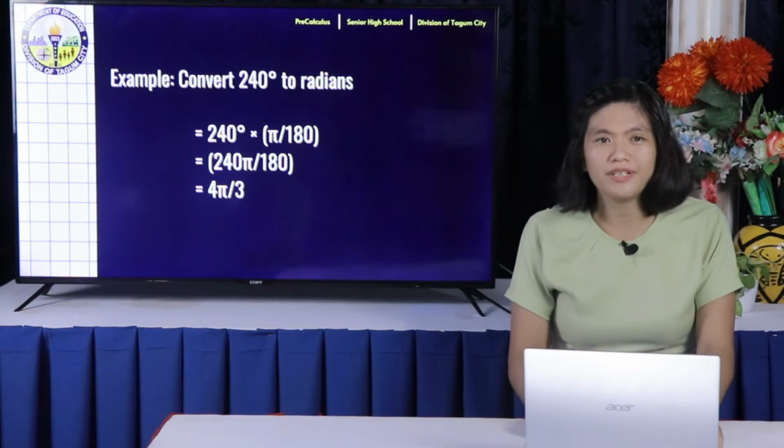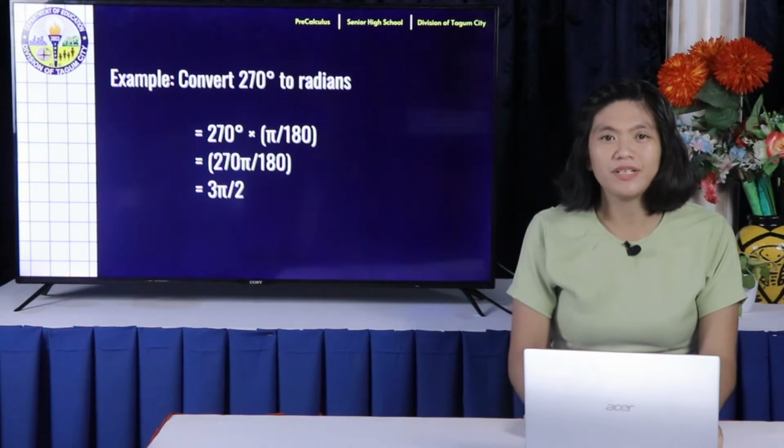Example number 1. We have 240 degrees. We write this as 240 with the degree sign on the upper right corner of the number. Now, let us apply the conversion rules. We are going to multiply degrees with pi over 180. Thus, we have 4 pi over 3 radians. Easy, right? Let us have another example.